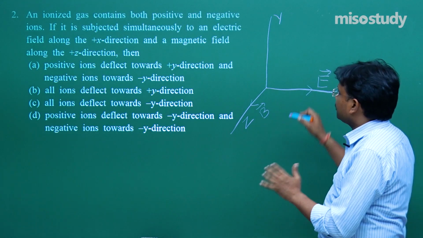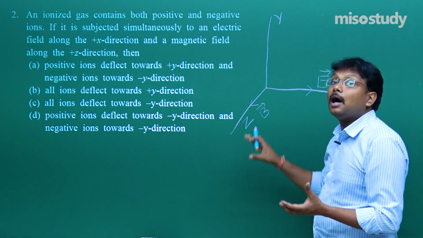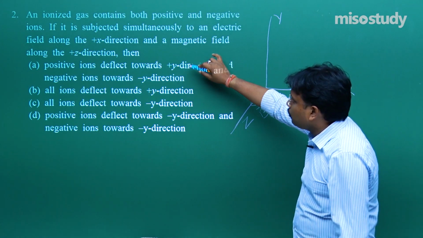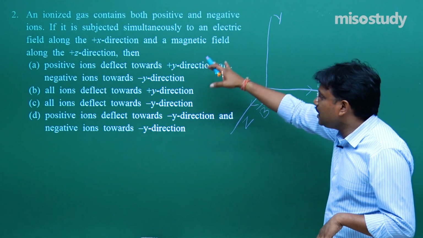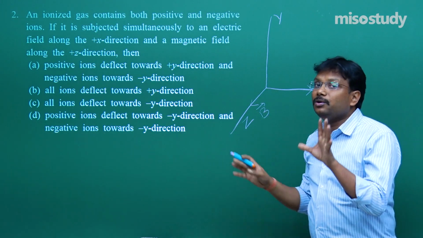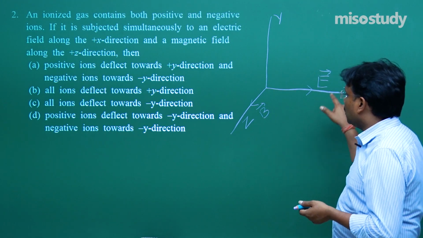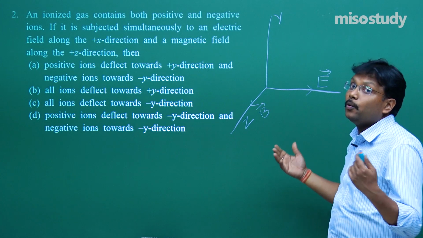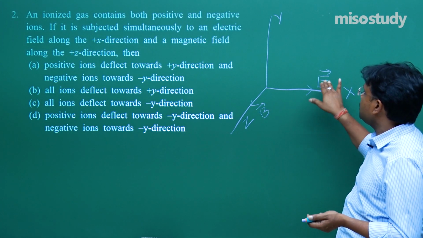Then in this situation, if these positive and negative charges are moving, what will happen? So, we have to find out what will happen. Okay. So, no need to read these options right now. First, we will find in which direction these charges are moving and how their motion is going to be governed because of the presence of E and B.